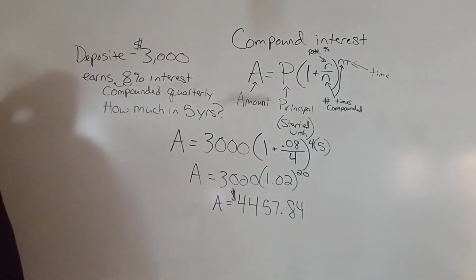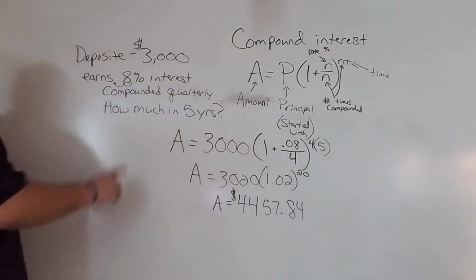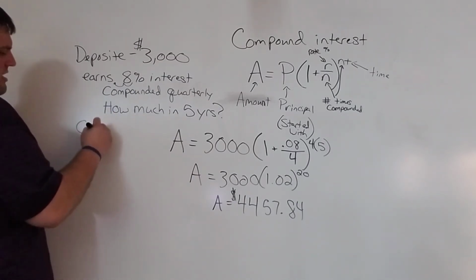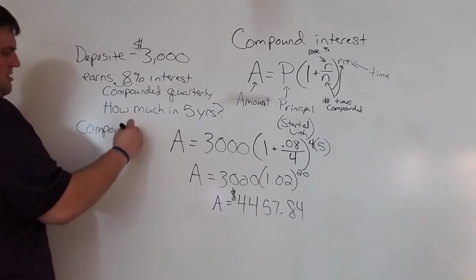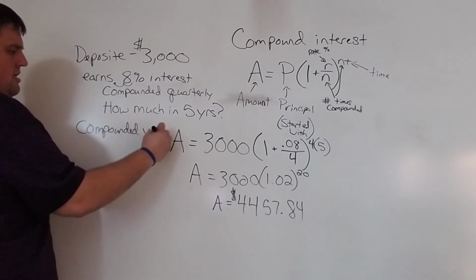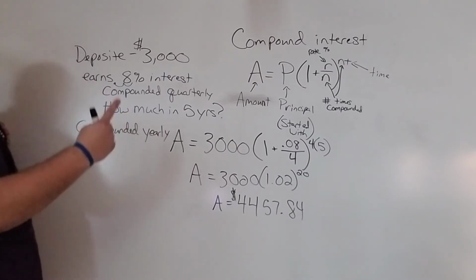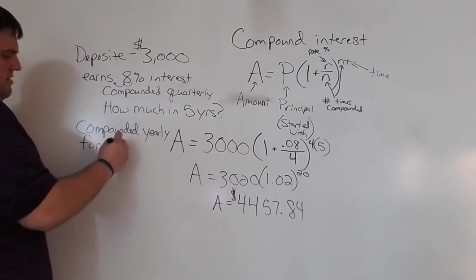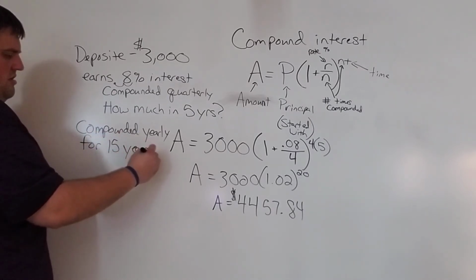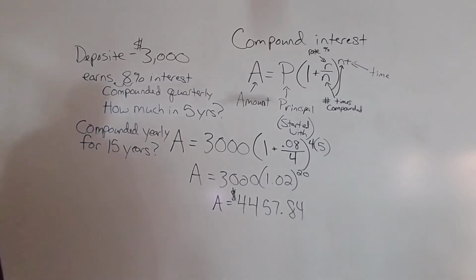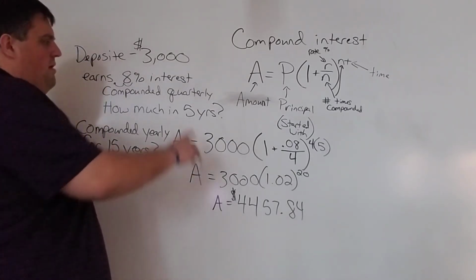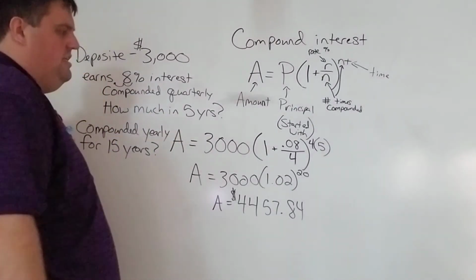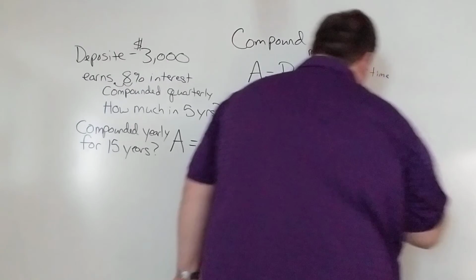So then the next example question in your book says, how much would she make more if it's compounded yearly? So we're only figuring out the interest once a year, but it's in there for 15 years. So we're getting the same percentage, but what if I compound it yearly instead of quarterly, and we go in 15 years? So let's go ahead and set that one up.